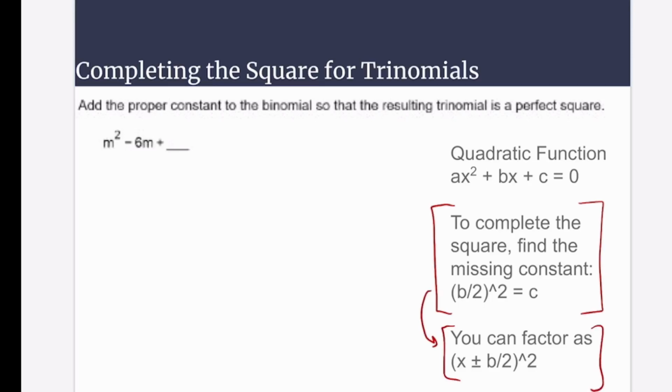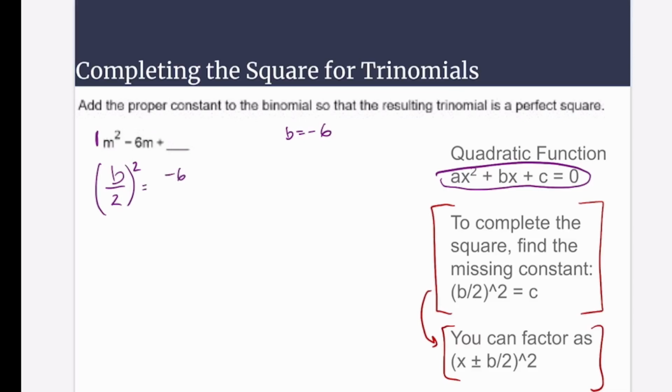So a quadratic function is written as ax squared plus bx plus c. So our a is 1, because it's a 1m squared. Our b is negative 6, because the negative 6 is in front of our middle term. So the rule is we're going to take our b value, we're going to divide it by 2, and then we're going to square it.